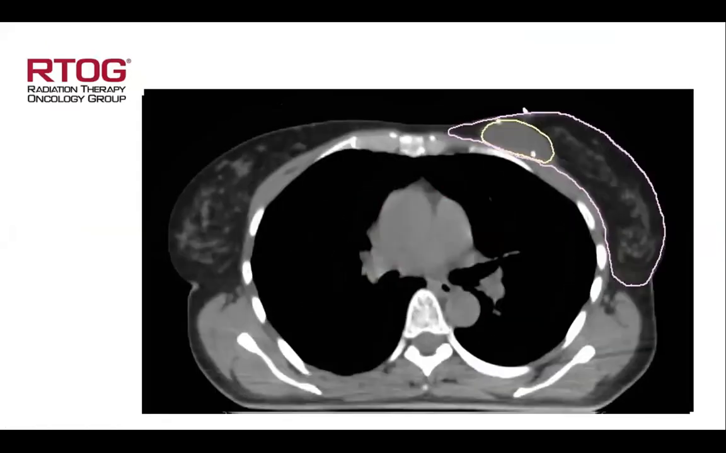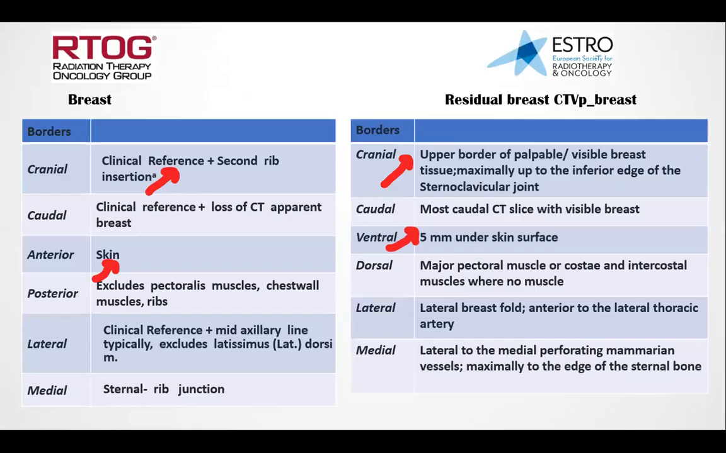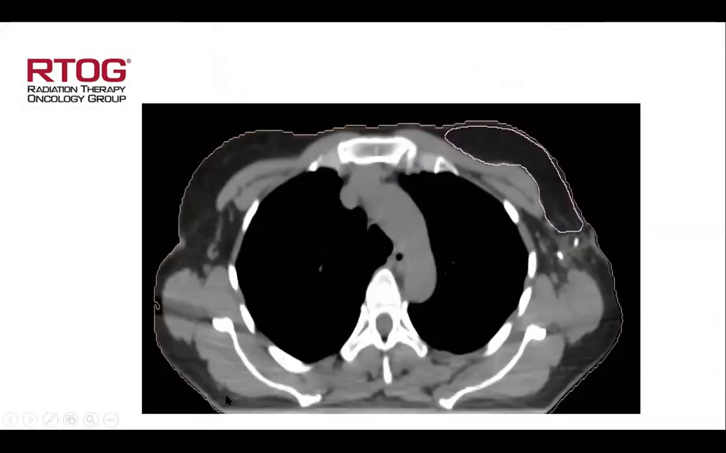Coming back to the medial border, it is the sternal rib junction. It is more or less the same for both the RTOG and ESTRO groups. However, when the medial perforating mammary vessels are seen, we should take the border just lateral to these vessels. But in day-to-day practice, unless contrast is given, it will be difficult to identify these vessels in a non-contrast CT. So in this case, we can take it till the sternal edge.